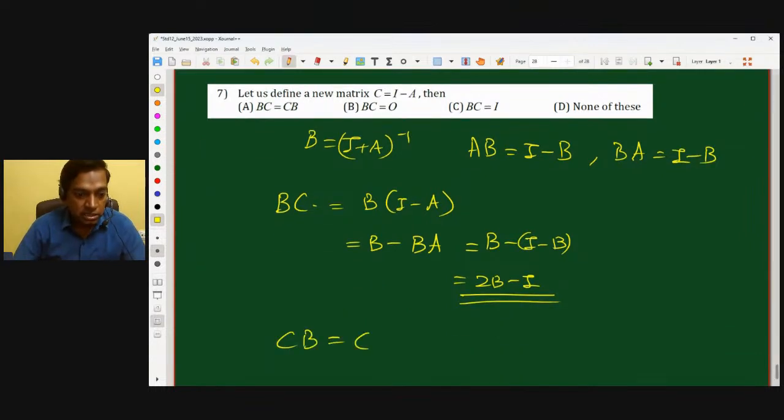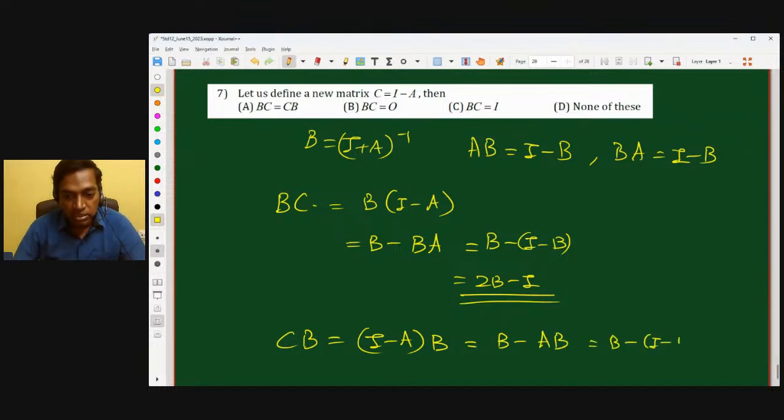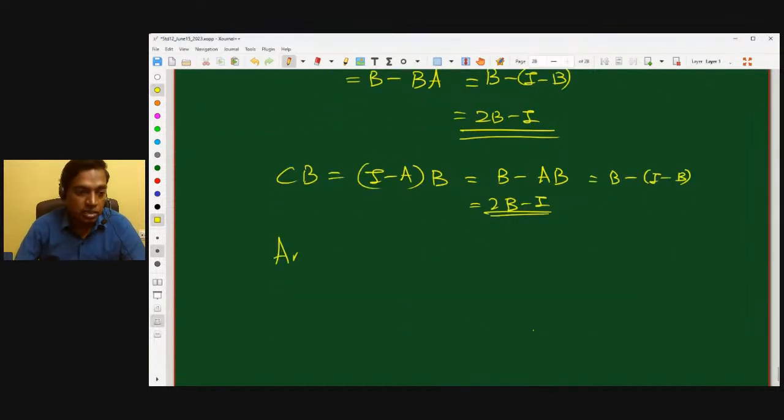CB is I minus A into B, which is B minus AB, which is B minus I minus B, which is also 2B minus I. So the correct option seems to be option A. BC is equal to CB.